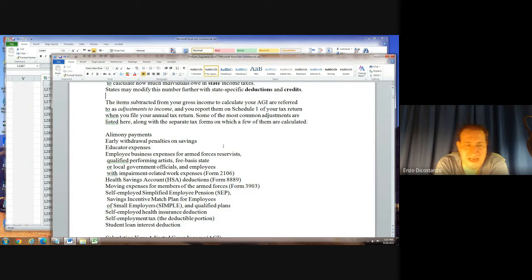Health savings account, which is important. I looked at that and said, hey, I probably have to have that. Moving expenses for members of the armed forces, self-employed simplified employee pension, savings incentive match plan for employees of small employers and qualified plans, self-employed health insurance.